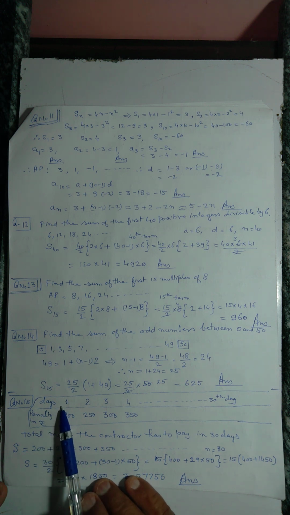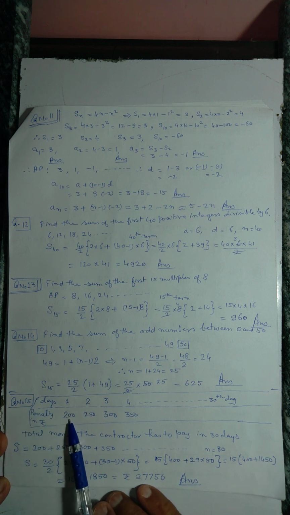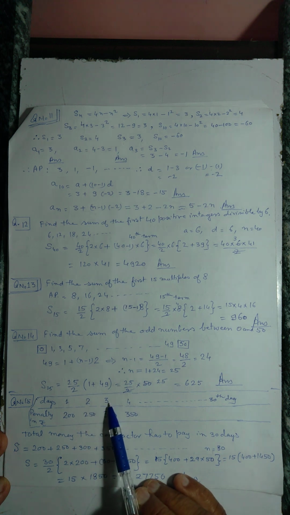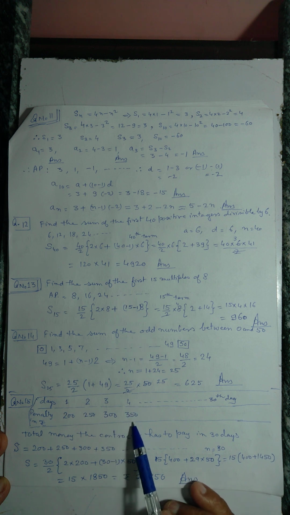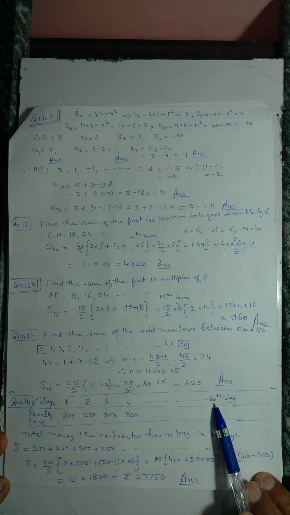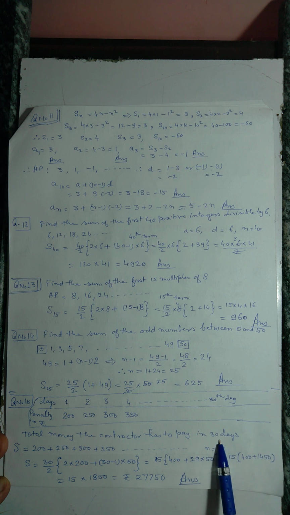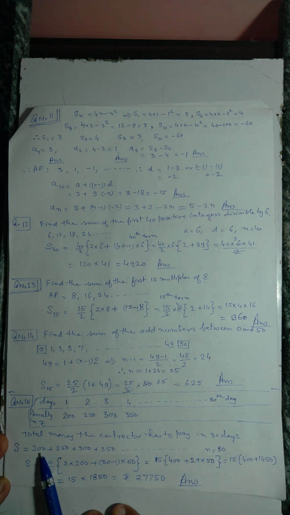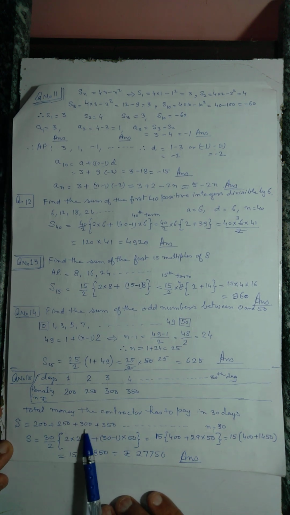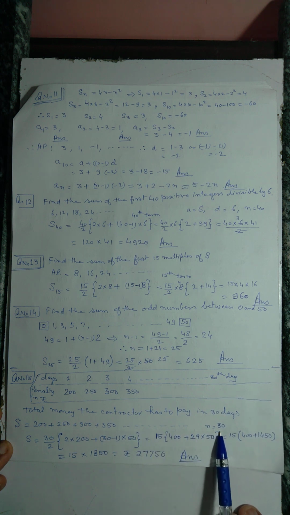On the first day the penalty is rupees 200, on the second day the penalty is rupees 250, on the third day 300, on the fourth day 350. So he has delayed the work for 30 days. So the total money the contractor has to pay in 30 days will be equal to the sum of 200 plus 250 plus 300 plus 350 and so on, for 30 days.